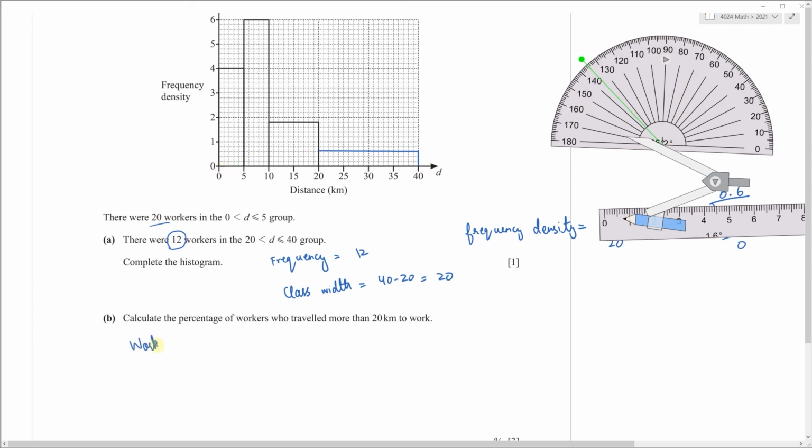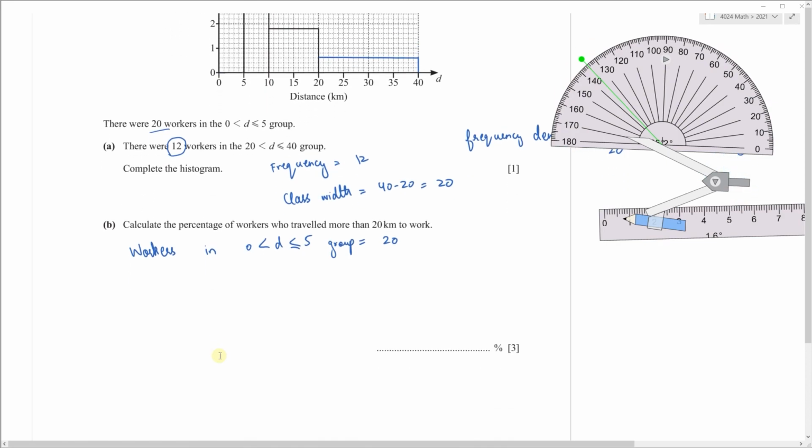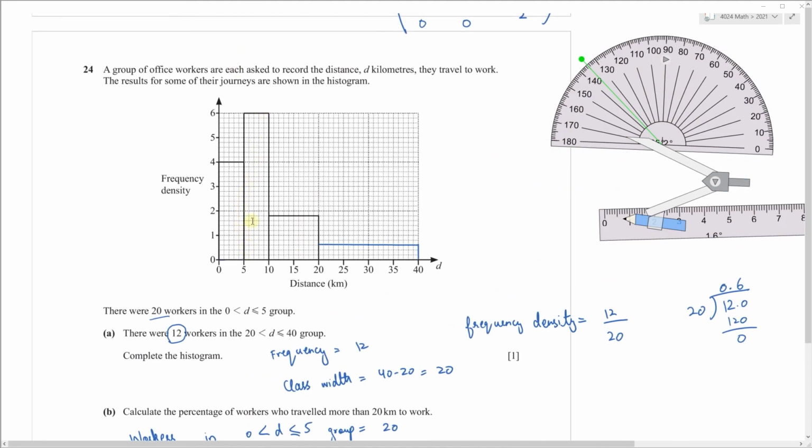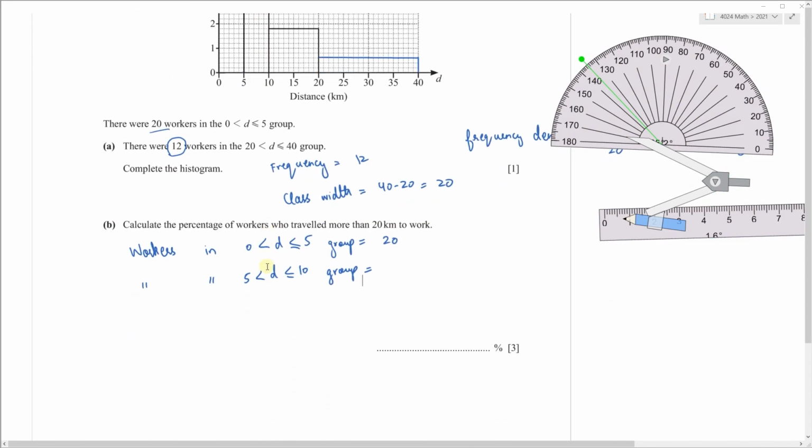So workers in 0 till 5 group is 20. And then workers in 5 to 10. Workers in greater than 5 and less than or equal to 10 group. How many people are there in this group? You know the frequency density is 6 and the class width is 5. So 6 times 5 will give you the frequency.